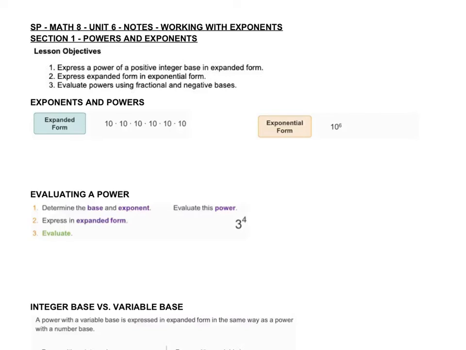Hello, welcome back to Math 8. This is the first video of Unit 6. We're going to be working with exponents in this unit, okay? And we'll talk about powers and exponents, and that's what this section is about, Section 1.